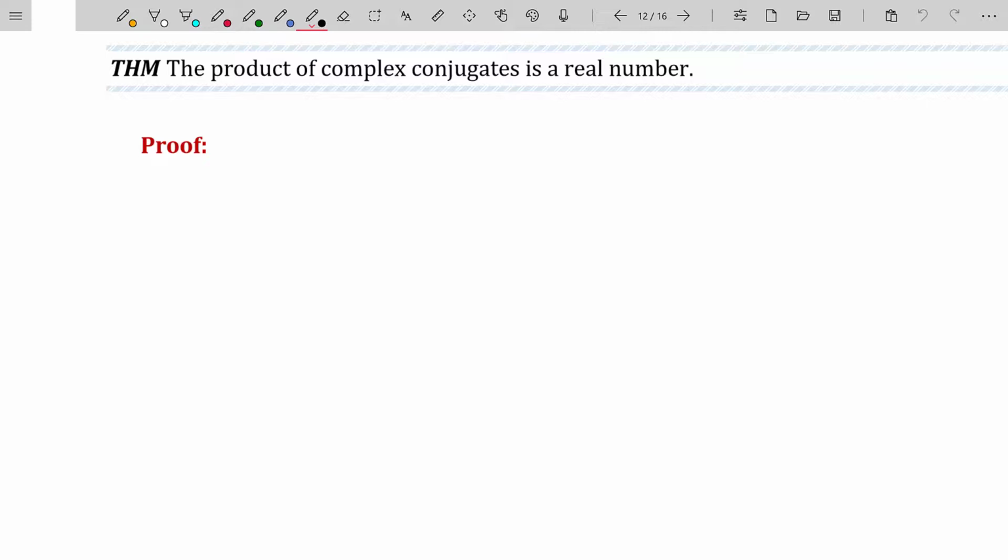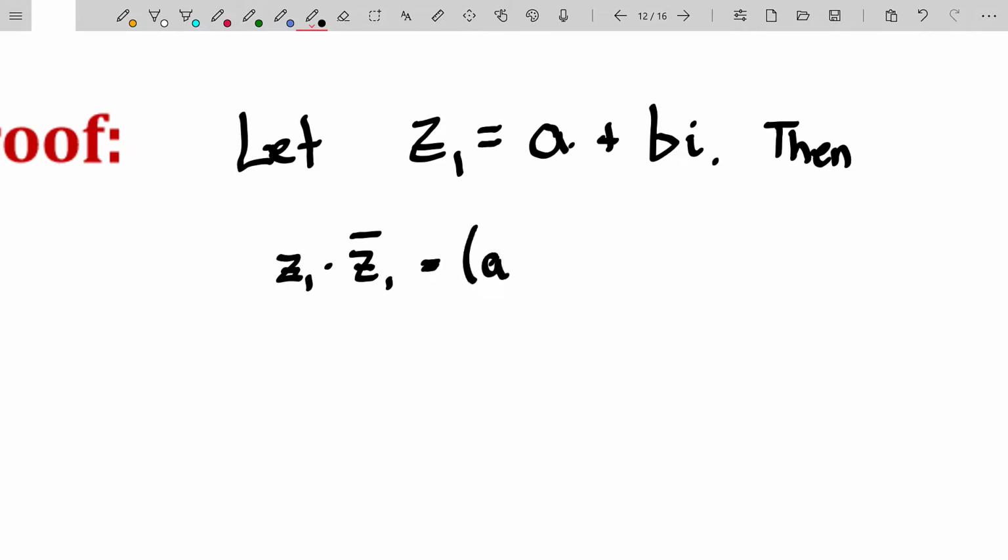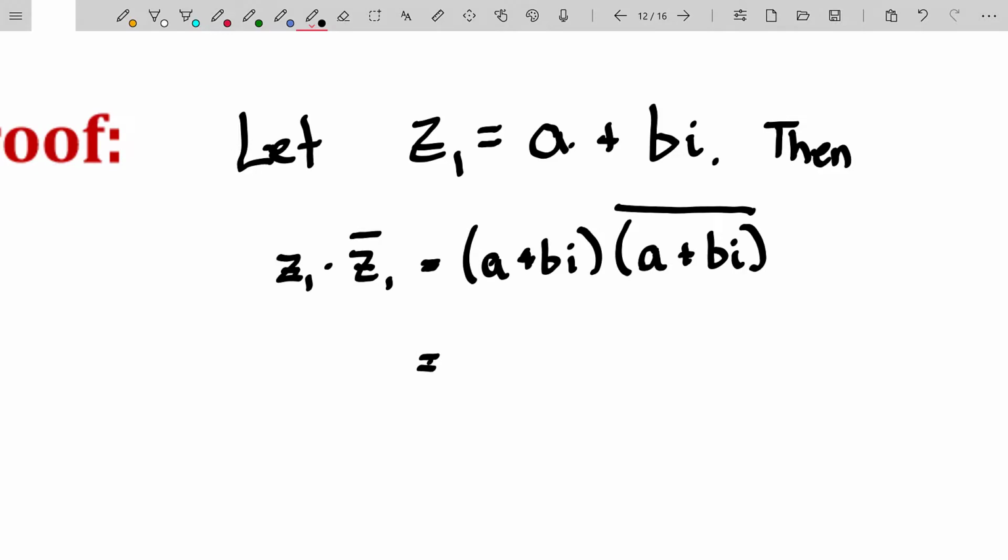The proof is actually pretty easy. Suppose that you're given a number z sub 1, and z sub 1 is just equal to a plus bi. Then the product of z sub 1 with its conjugate, z sub 1 bar, well, that's going to be a plus bi times a plus bi bar, right? That's the conjugate notation. And now we're going to go ahead and insert the conjugate into there. So this is going to equal a plus bi times a minus bi.